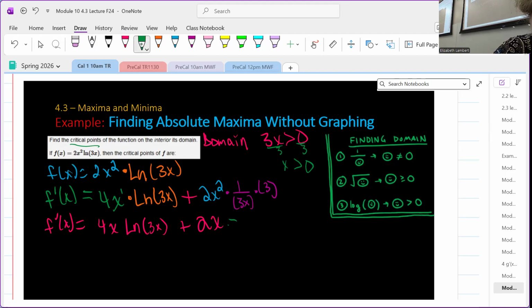So now I'm going to set this equal to 0. I'm going to factor out common factors. So both of the terms have a 2x. So that leaves me with 2 times the natural log of 3x plus 1 as a placeholder.